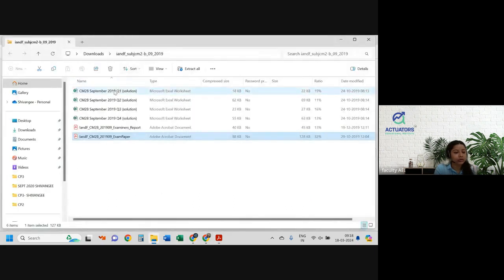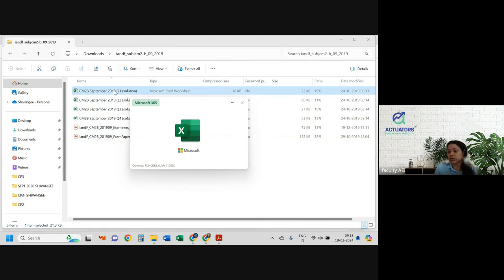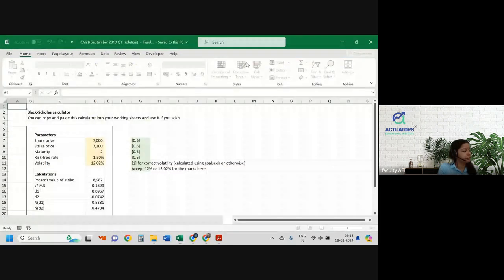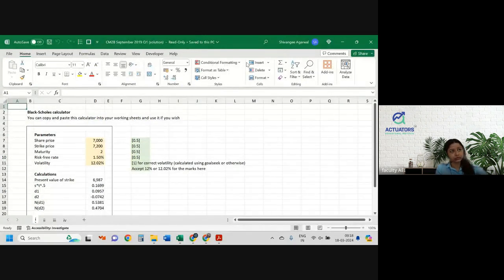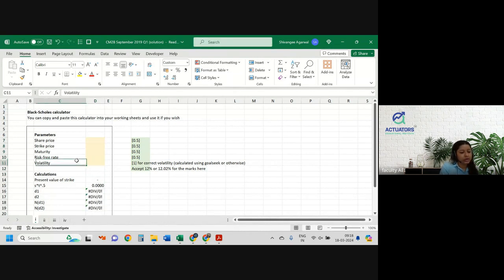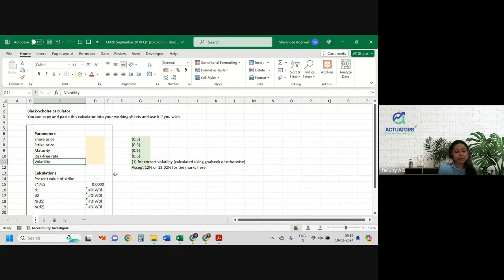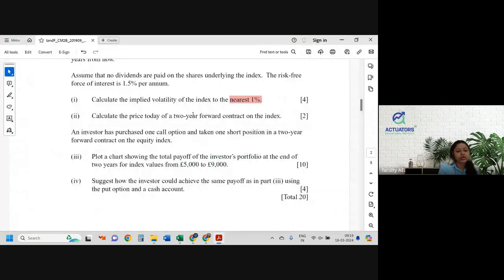So I'll just open the question. This is the solution. Like we did for the earlier papers, we will remove the solution parts. So they have these inputs. We'll quickly remove the inputs, right? And here, this is part one. Part one of the question is to calculate the implied volatility. This we have done in the previous class as well, a similar question.